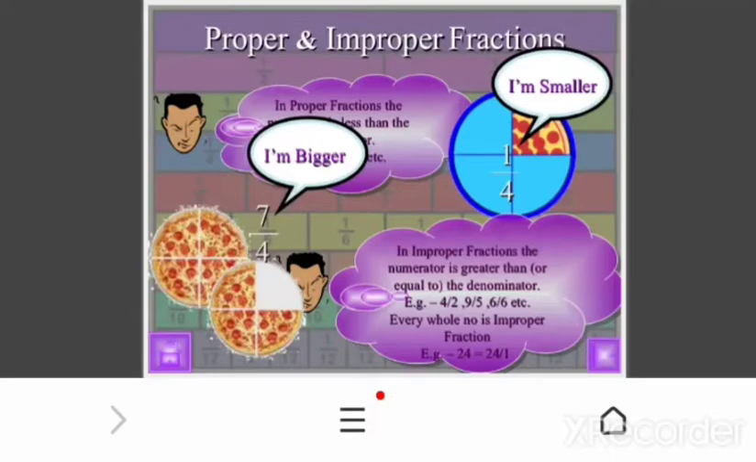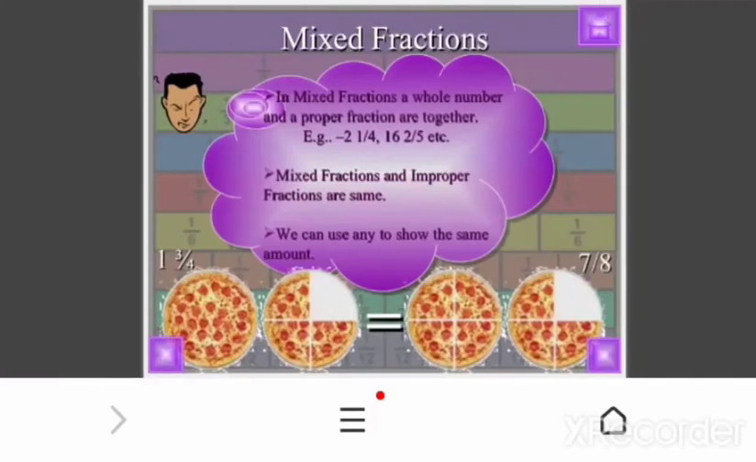And children, every whole number is an improper fraction. Remember, every whole number is an improper fraction. For example, 24 can be written as 24 upon 1. And children, next one is mixed fraction. In mixed fractions, a whole number and a proper fraction are together.